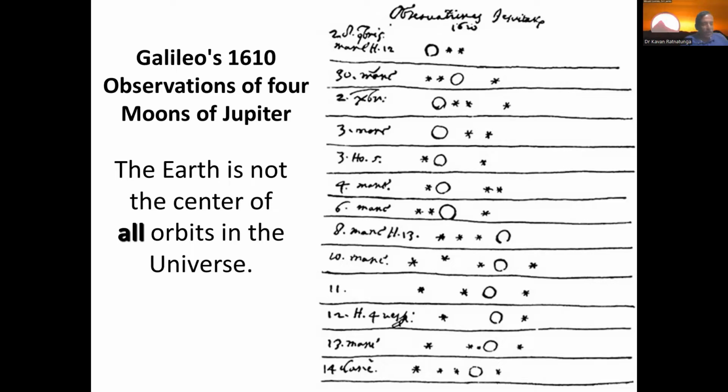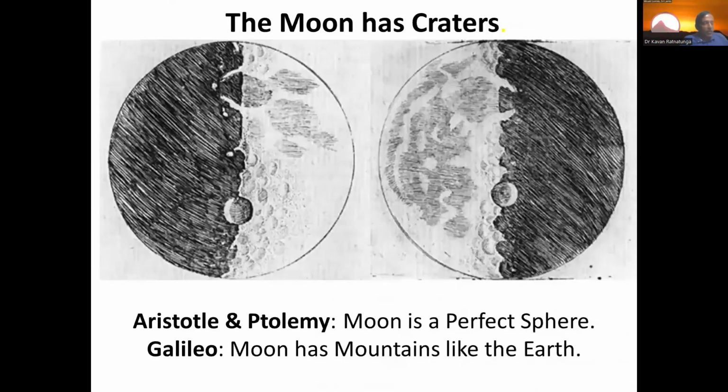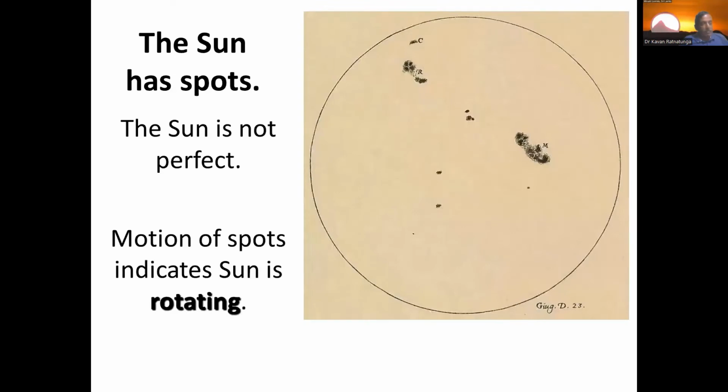He looked at the moon and saw craters, which broke Ptolemy's assumption that it was a perfect sphere, and showed that the moon was more like the Earth. He saw sunspots, and that was a pretty big discovery because the sun was assumed to be a god, perfect and with no blemishes, but when they saw sunspots on the sun, that broke that. He also noticed that the sunspots rotated, and therefore from that he knew that the sun was rotating as well.